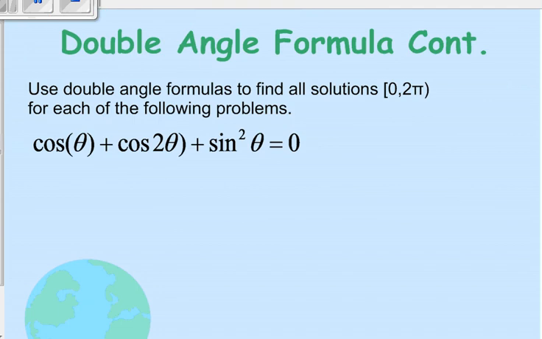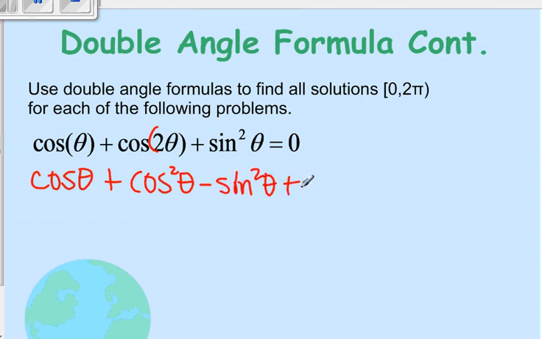Okay, for the next one here we got cosine theta plus cosine 2 theta plus a sine squared theta. So here I'm seeing that I have a sine squared and a cosine in the equation. So this is where using that cosine squared minus sine squared might actually come in handy. So I'm going to use that one. So I have cosine theta plus cosine squared theta minus sine squared theta plus sine squared theta equals 0. And in this case, the sines will cancel, which is why I chose to use that one.